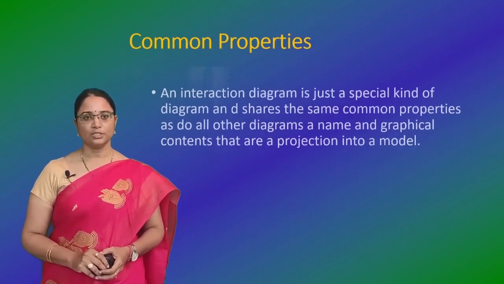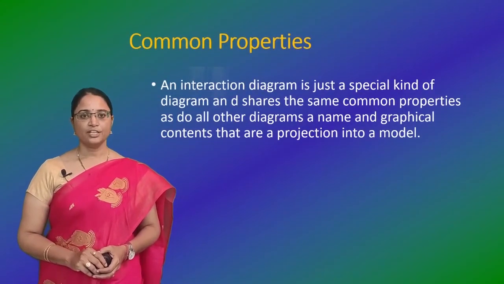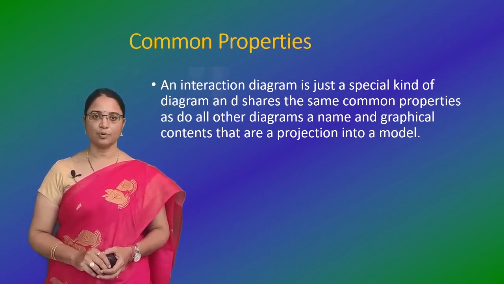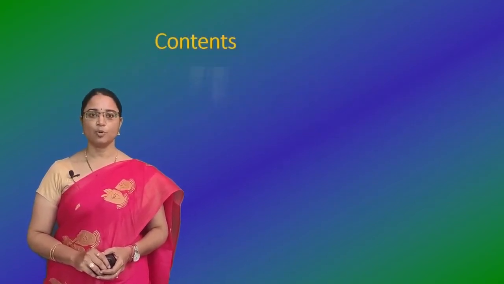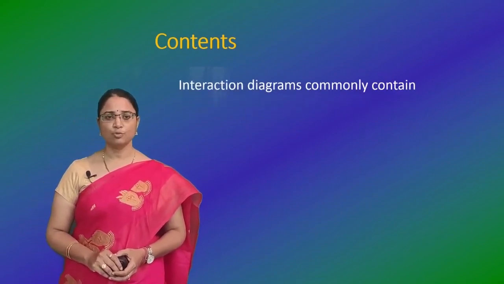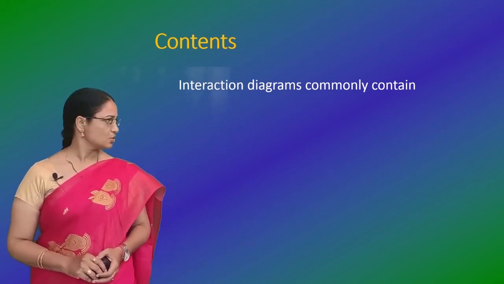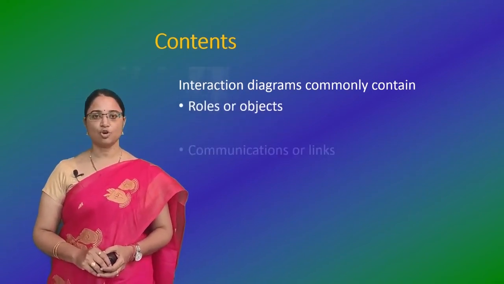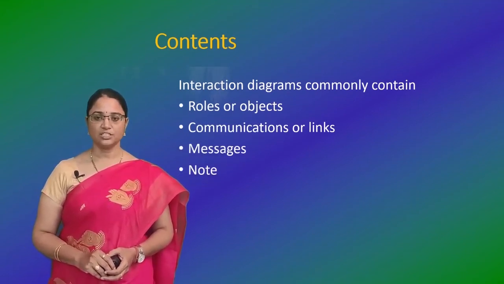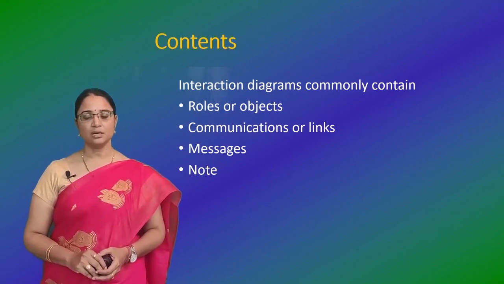Coming to the common properties of interaction diagrams. An interaction diagram is just a special kind of diagram and shares the same common properties as all other diagrams: a name and graphical contents that are a projection into the model. What distinguishes an interaction diagram from all other kinds of diagrams is its particular content. What are the contents involved in this interaction diagram? Interaction diagrams commonly contain roles or objects, communications or links, messages, and notes. A note is used to represent comments.